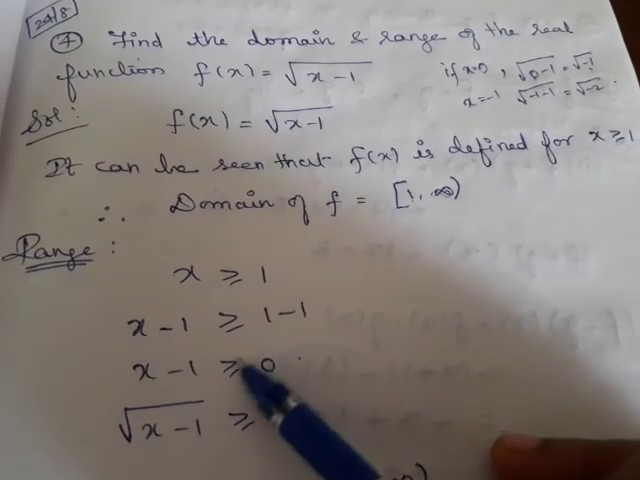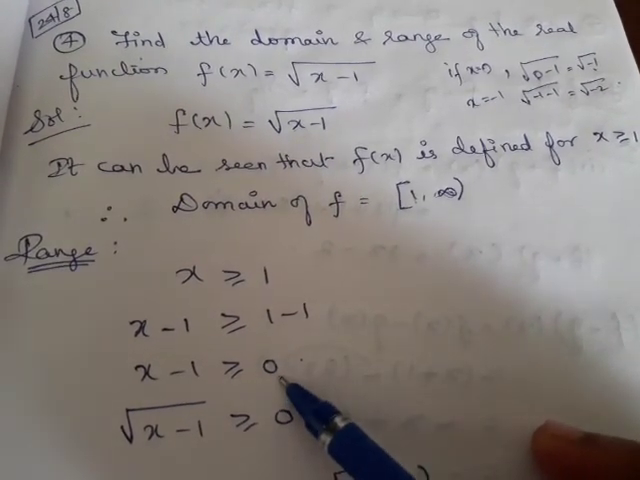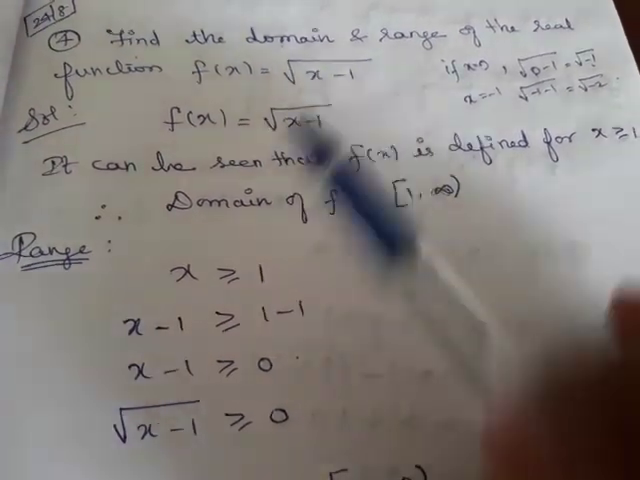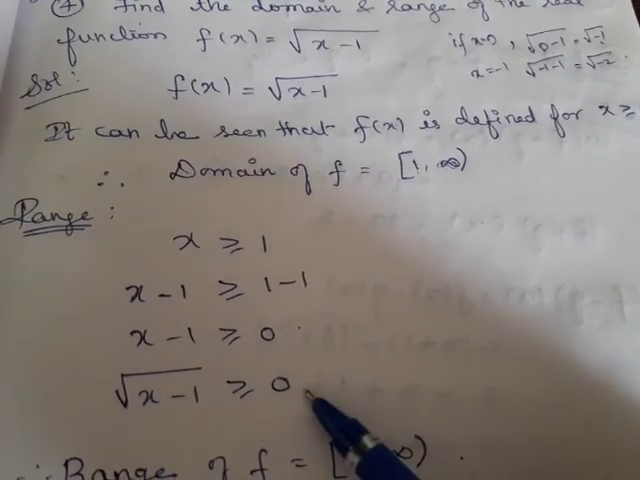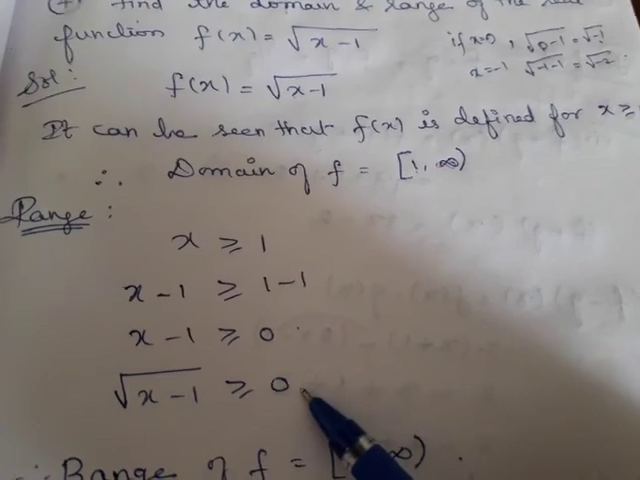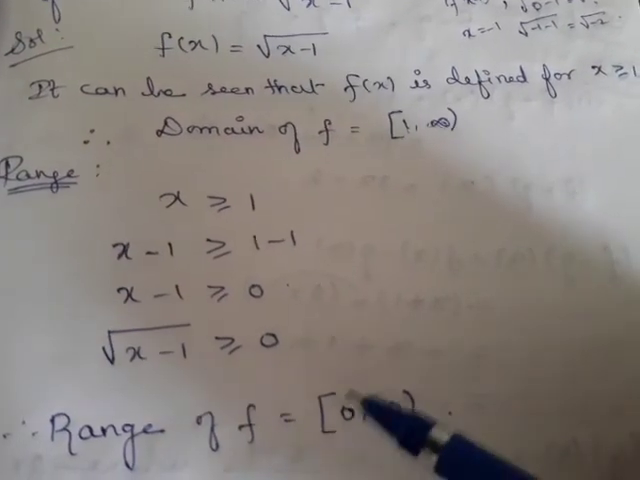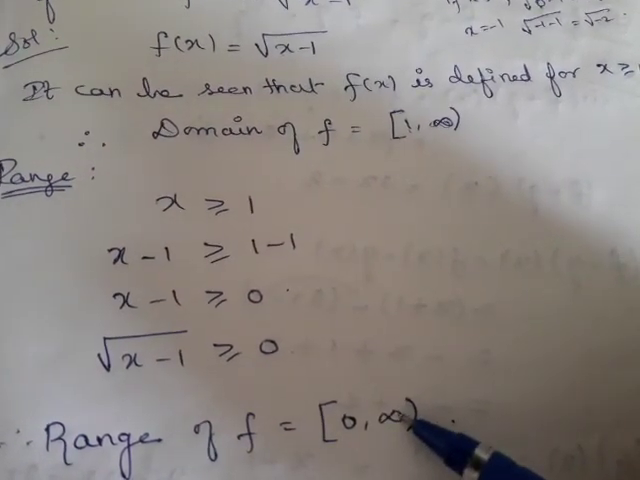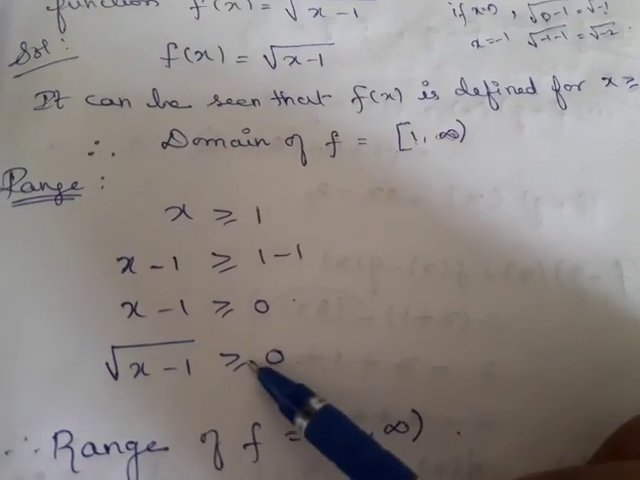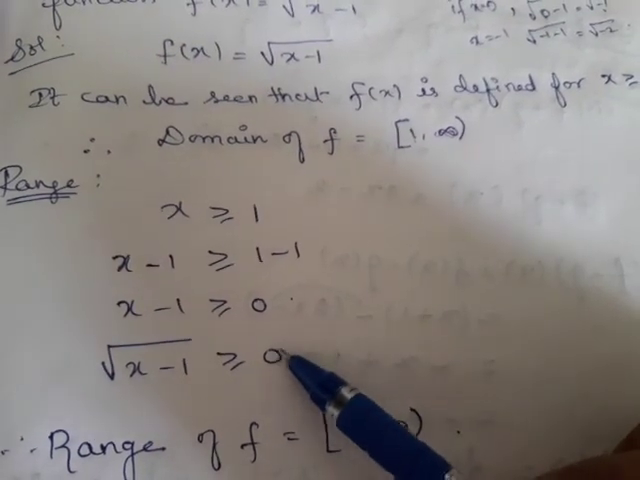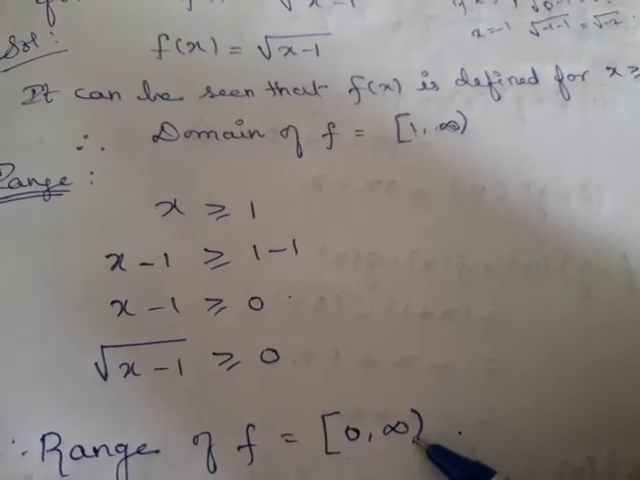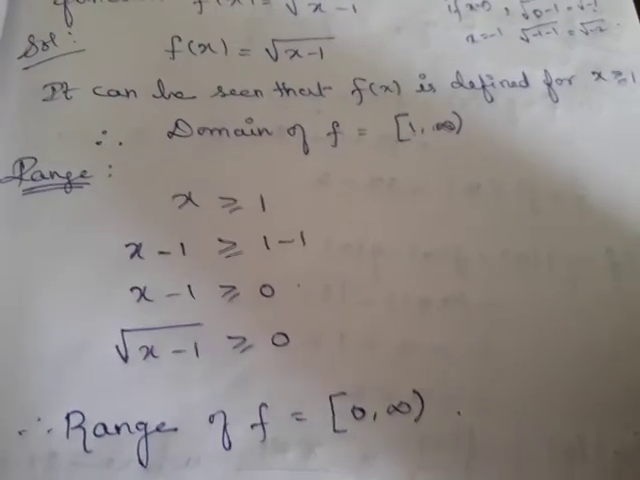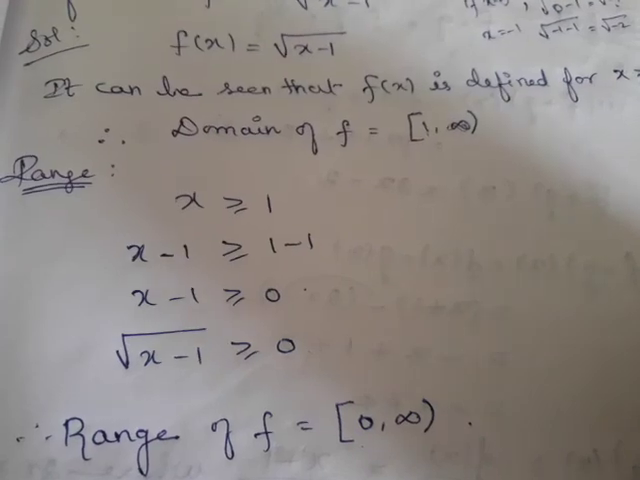So x minus 1 is greater than or equal to 0. 1 minus 1, 0. Now we need a square root. So take the square root on both sides. So the square root of x minus 1 is also greater than or equal to 0. Therefore the range is the interval 0 comma infinity, where it can be greater than or equal to 0. When you have equal to, it should be a closed interval, then open at infinity. So the range of f is 0 comma infinity.